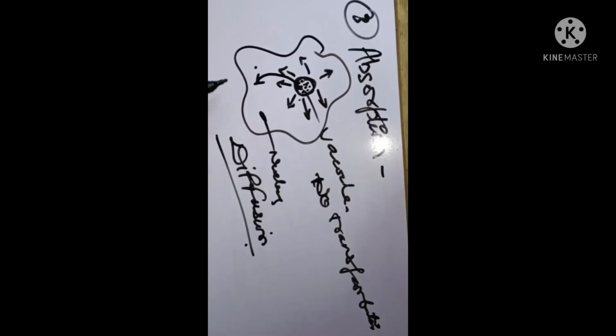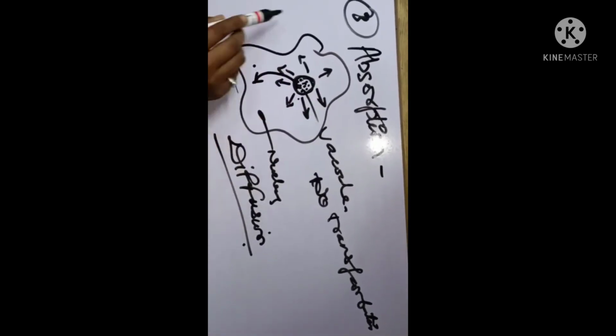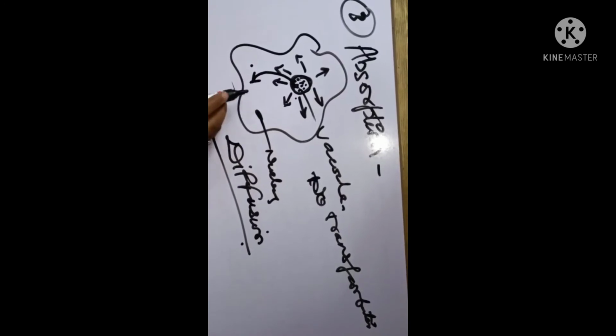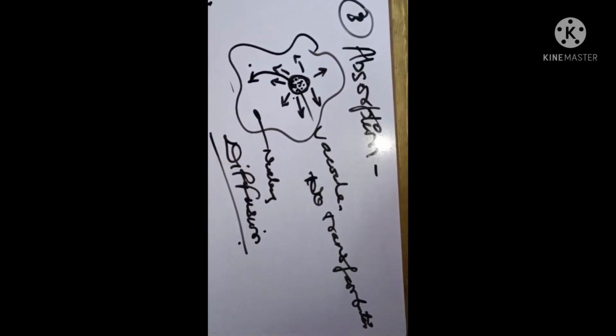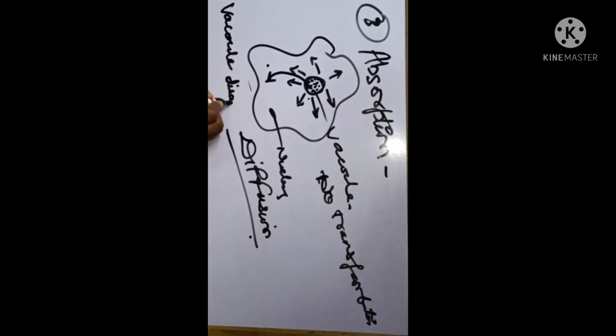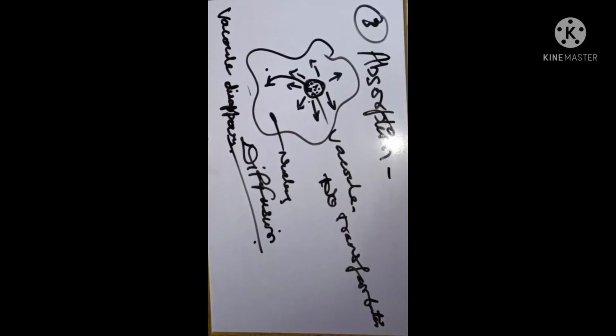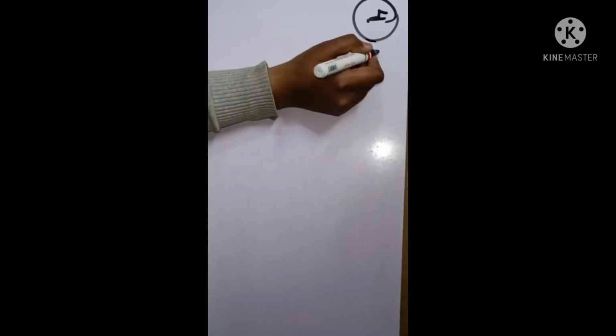That is diffusion. After the diffusion of food in the whole body of an amoeba, the vacuole disappears. So in the stage of absorption, the vacuole disappears. The vacuole appears in the stage of digestion and disappears in the stage of absorption.